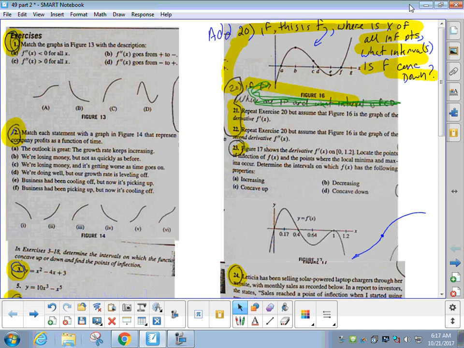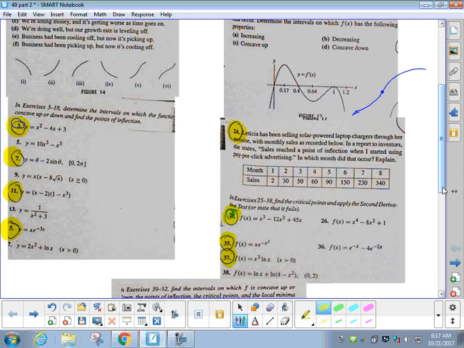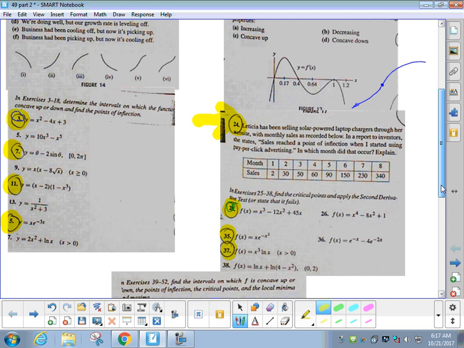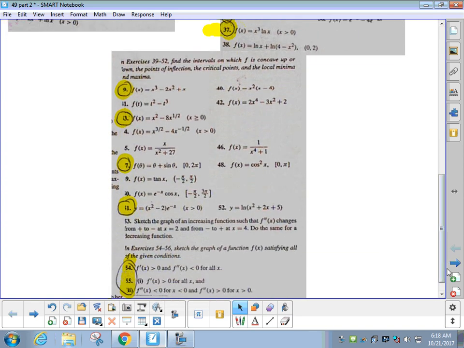After that, also do 21, 22, 23. 24 is getting to the real-world idea of inflection points, where it's a point of diminishing returns. 25, 35, and 37.